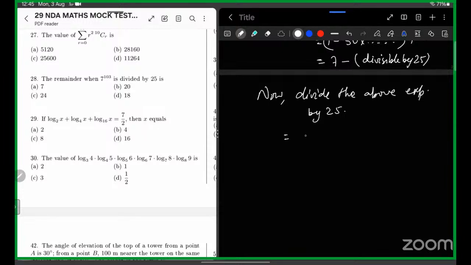ऑब्वियसली 7 को जब 25 से डिवाइड करोगे तो हमें 18 वहां से रिमाइंडर मिलेगा. ठीक है. सो ऑप्शन डी.